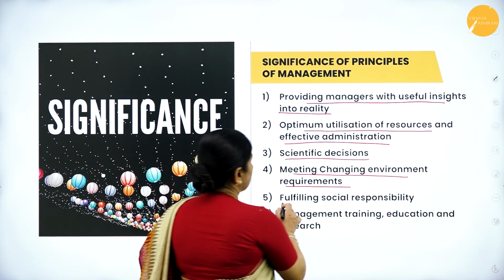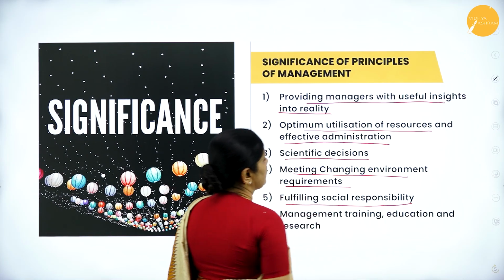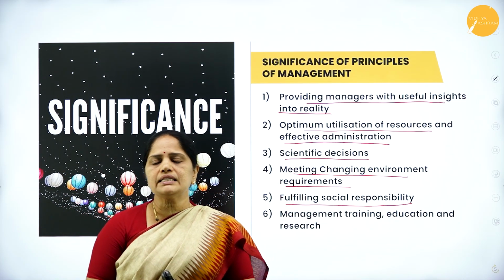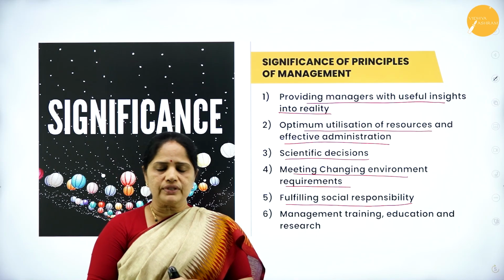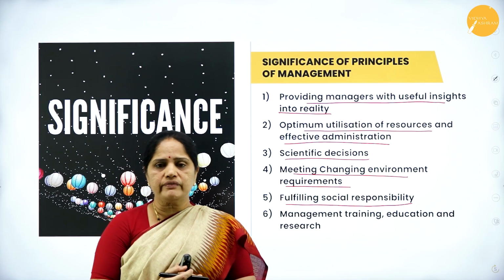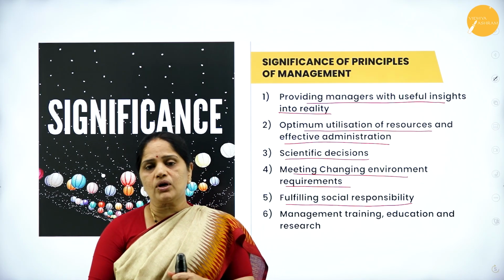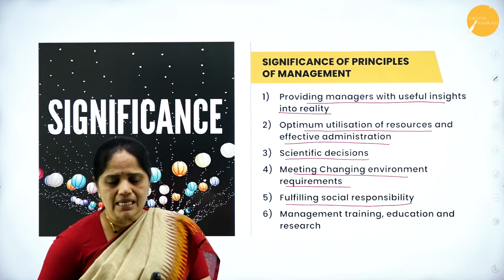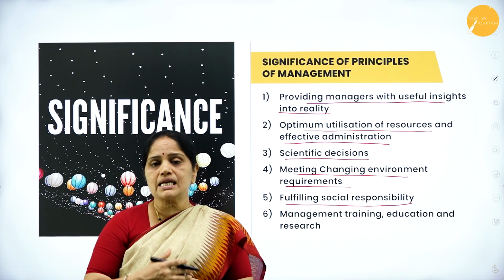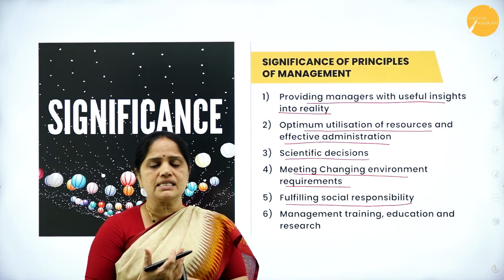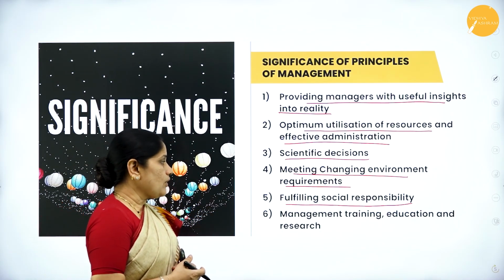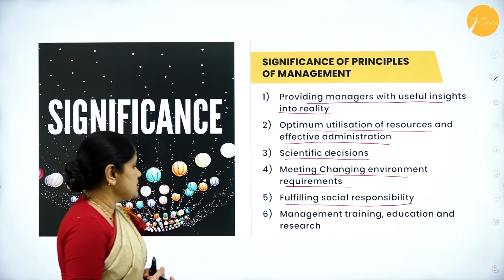Then fulfilling social responsibility. The principles of management help in fulfilling the social responsibility of the business. The social responsibility of the business involves giving back to society whatever they have received. The business gets its resources, everything, from the society, and the business has to give back whatever it has received. That is why we say that they help in fulfilling the social responsibility.